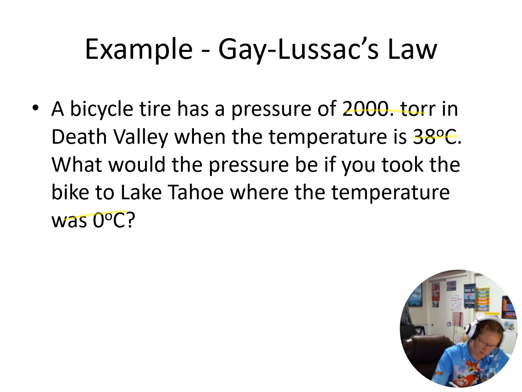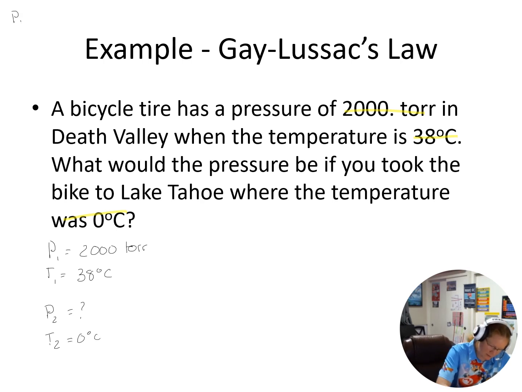Okay, so our P1 is 2000 torr. Our T1 is 38 degrees Celsius. Our P2, we don't know. Our T2 is 0 degrees Celsius. And again, P1 over T1 is equal to P2 over T2. Okay? So, pressures in torr, that's fine. You can use atmosphere or torr.